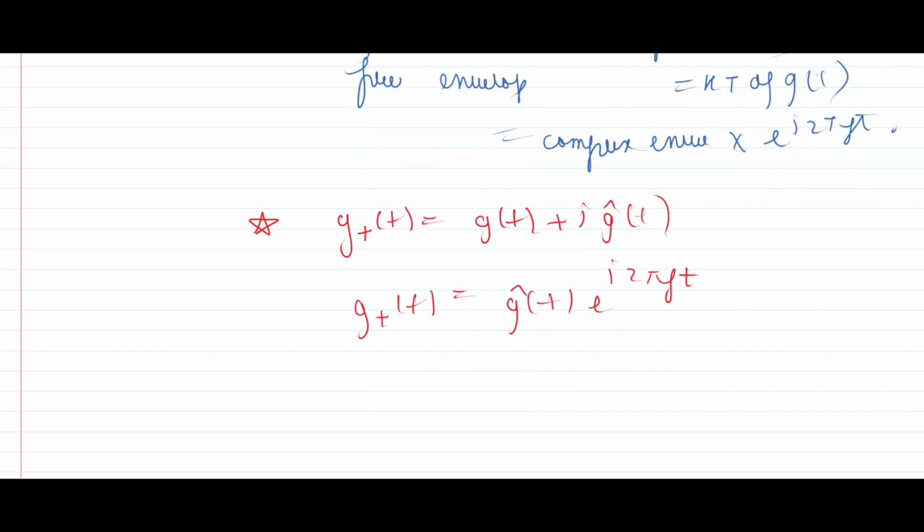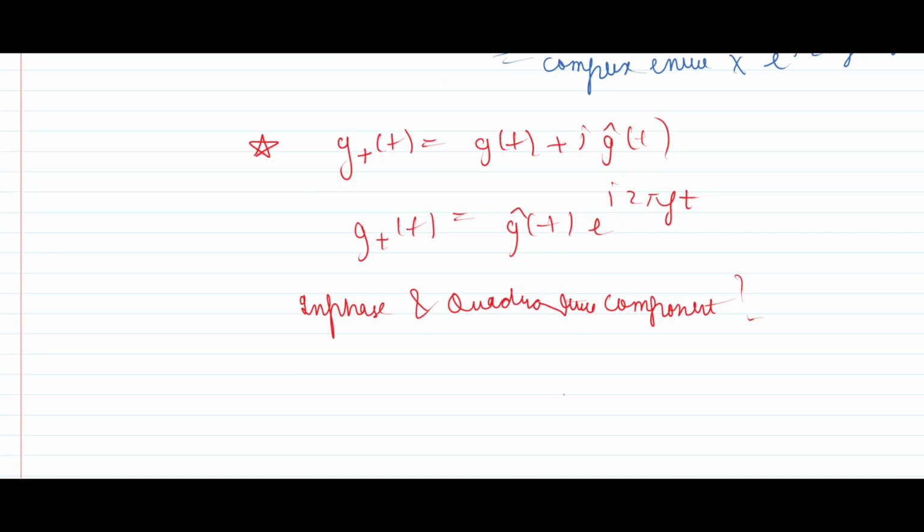So what would be the next step? The next step would be to find the in phase and quadrature component, and how they can be found. Every g(t), every given function, can be expressed as g_I(t) into cos 2πf_ct minus g_Q(t) into sin 2πf_ct.